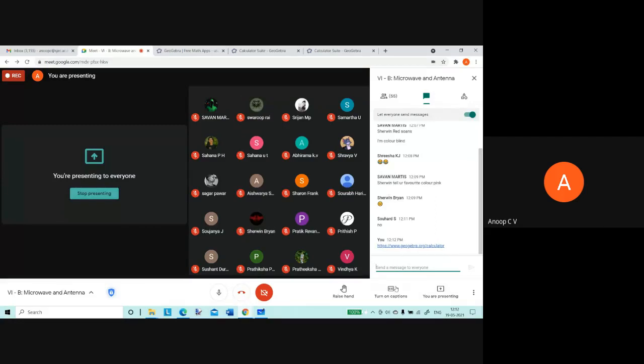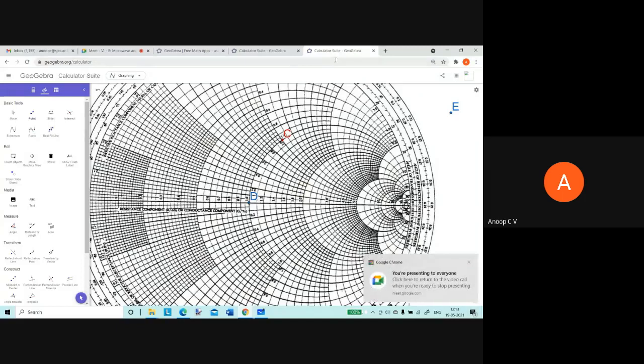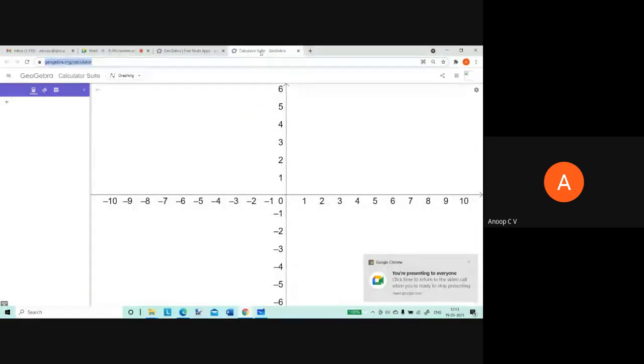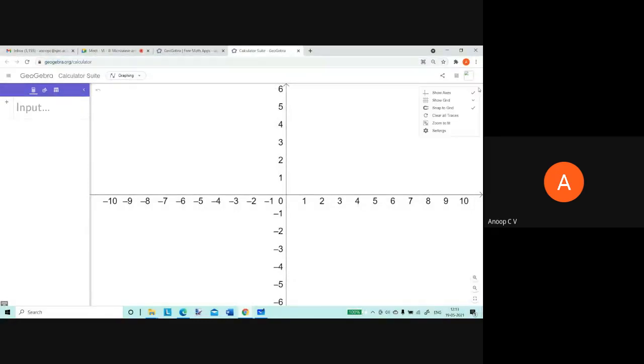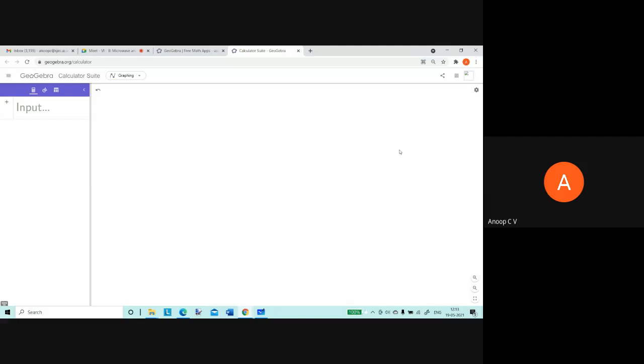I have posted this link here. You should be using the GeoGebra graphing calculator, not Classic. Once I open that, I don't want the axis or grid or anything, so I removed them, because I'm going to import one image into it. If you don't do that, it would also be fine, that won't be a problem.